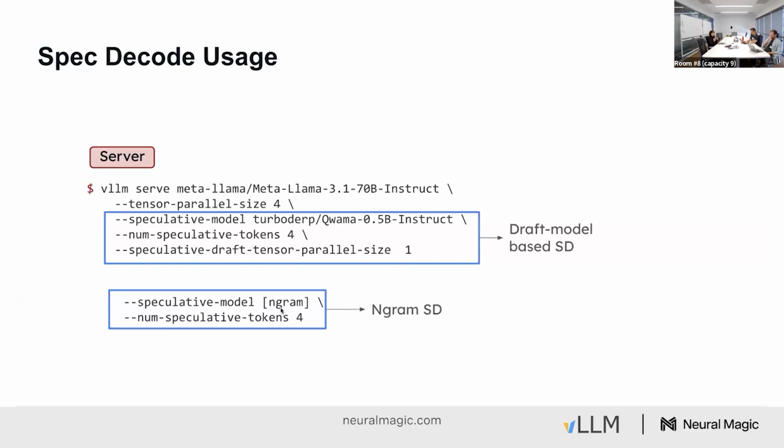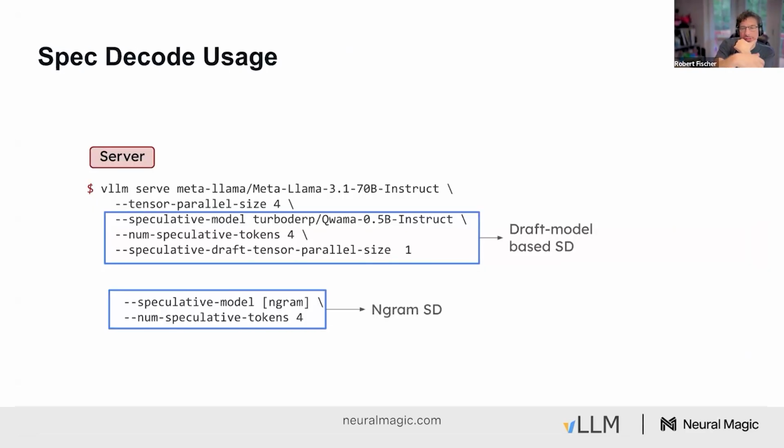In that case, the speculative model is just n-gram, and you just need to specify how many tokens you want to speculate. After the integration of dynamic speculative decoding, we want to even get rid of the number of speculative tokens. We will tune the speculative tokens for you automatically within the system, so the user does not need to specify it explicitly.